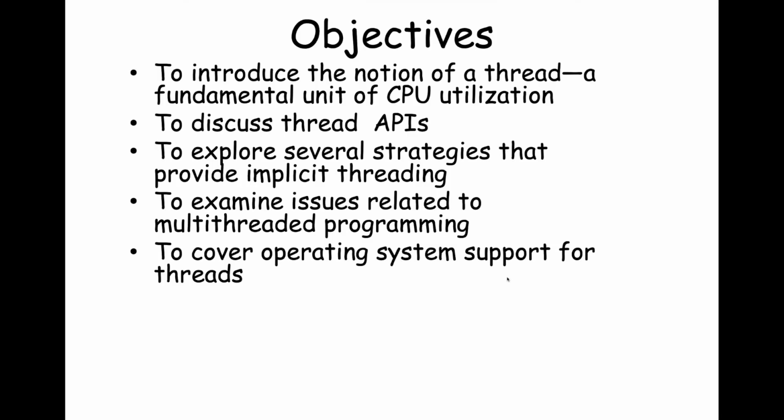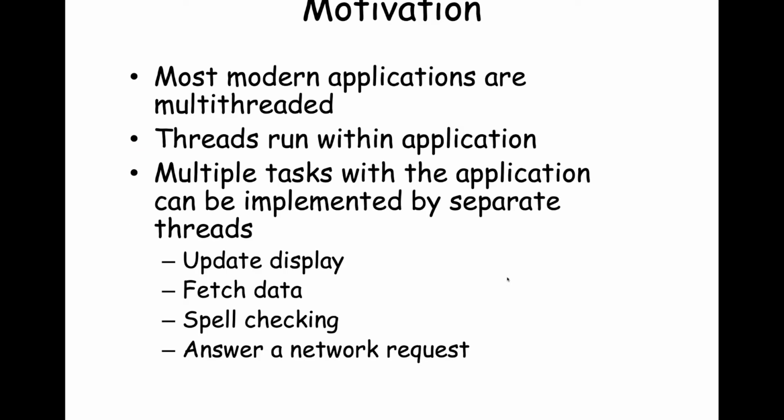So the objective of Chapter 4 is, for a couple of reasons, to introduce the idea of a thread, which is a fundamental unit of utilization for the central processing unit. We'll talk about thread APIs. We'll explore a lot of strategies for threading. We'll examine issues associated with writing multi-threaded programs, and we'll also take a look at operating system support for threads. Okay. So why don't we begin?